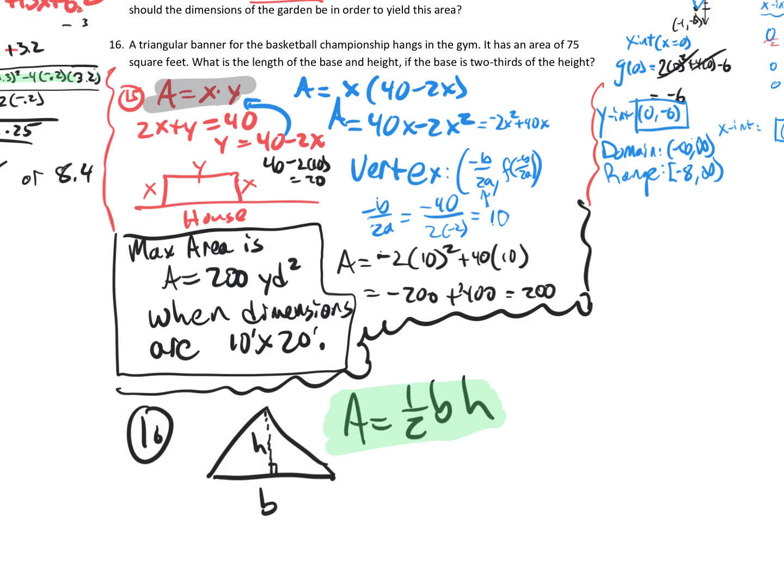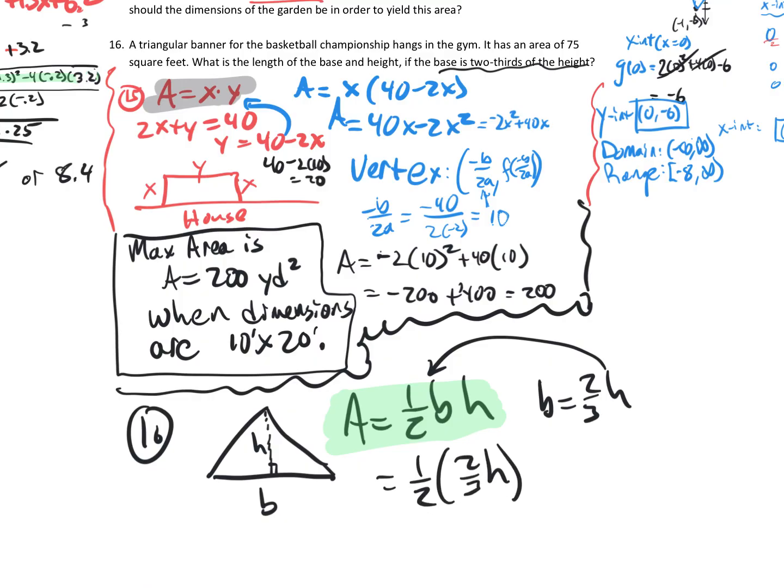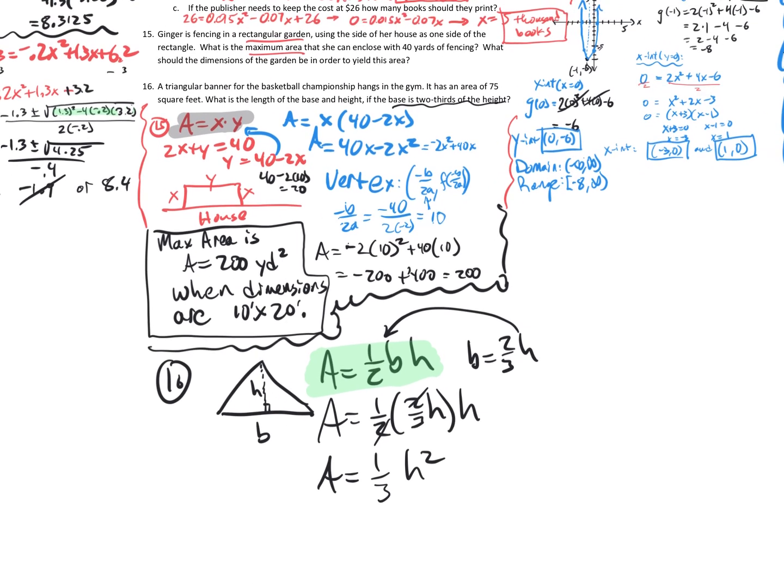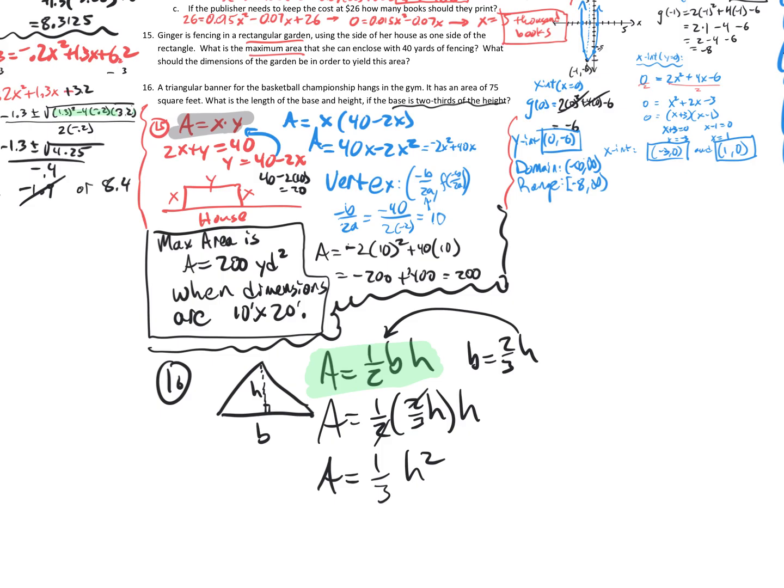All right, so we know that the base is 2/3 the height. So base equals 2/3 of the height. So we can plug that in for the base. So we have 1/2 times 2/3 h times h. And if we clean that up, the area is, well, these twos are going to cancel, and we have 1/3 h squared. So there's our little formula. And we know that the area is 75 square feet.